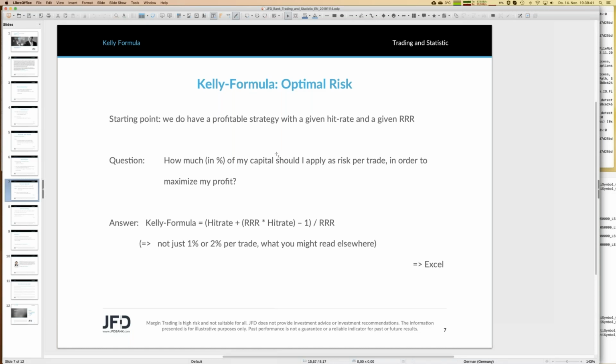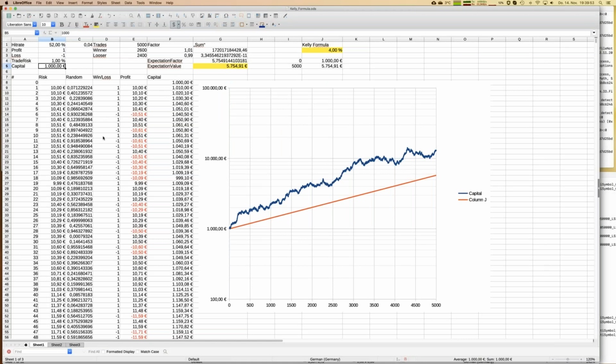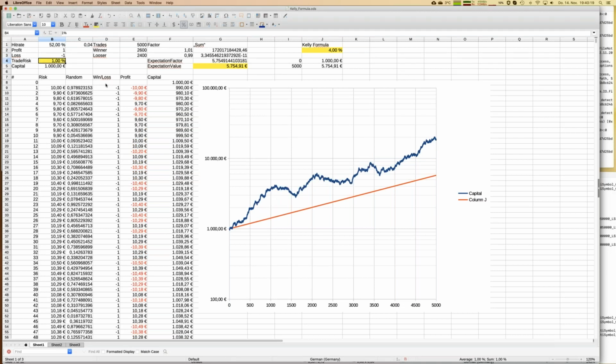Let me illustrate what we are really doing here. So now we don't have any more a fixed euro amount per trade. No, now we have a percent amount per trade. And you see, my Excel sheet once again looks quite similar to the previous one, but there are some changes. Let me show you what I've done here. So we have a hit rate, okay, we have a profit, which more or less means here's a risk reward ratio. We have a loss, and now that's new. We have a risk per trade, which I start here with 1%, and I have a starting capital of 1,000 euros. Okay, we know that this works, and the strategy has an expectation value of 0.04 here.